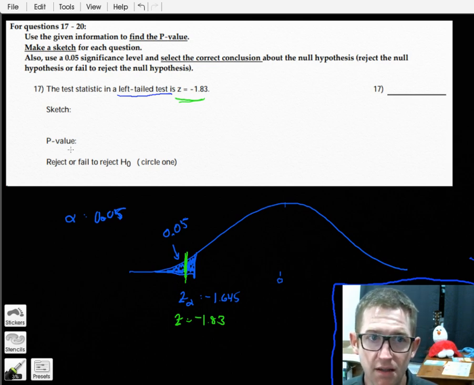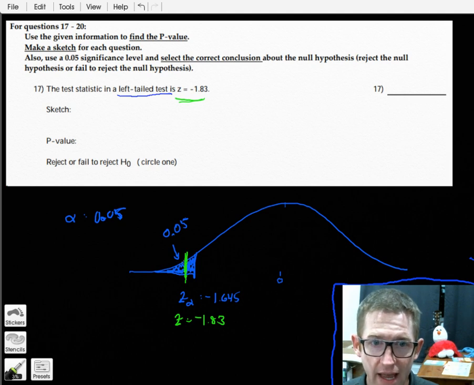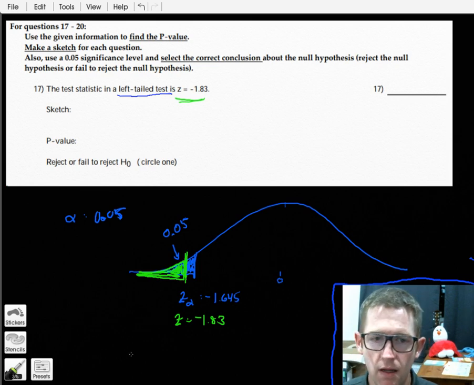But you're asked to calculate the p-value, and the p-value is the area to the left of your test statistic in the left tail test. So it's this green area. So I know one thing. I know it's going to be less than 0.05. How do I find it?